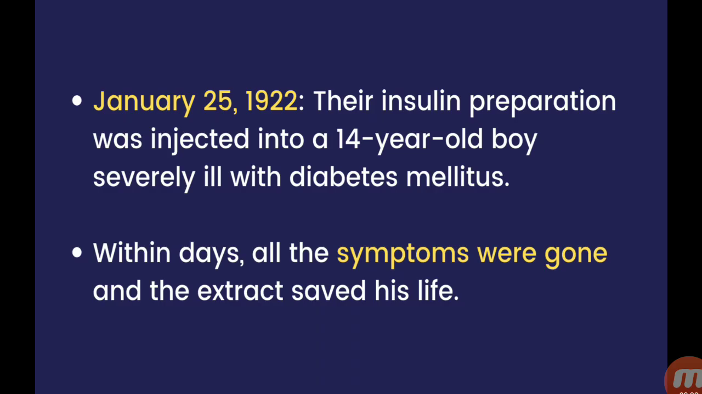On January 25, 1922, just one month later, their insulin preparation was injected into Leonard Thompson, a 14-year-old boy who was severely ill with diabetes mellitus. Within days, the level of ketone bodies and glucose in Thompson's urine dropped dramatically, and that extract saved his life. So, this was all about the discovery of insulin.